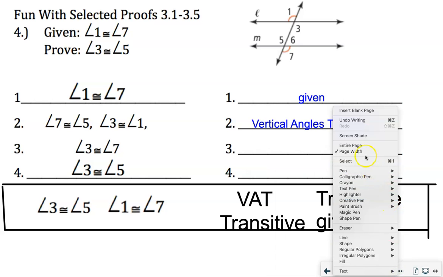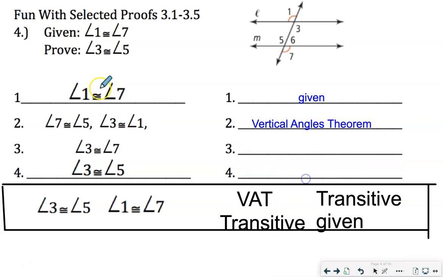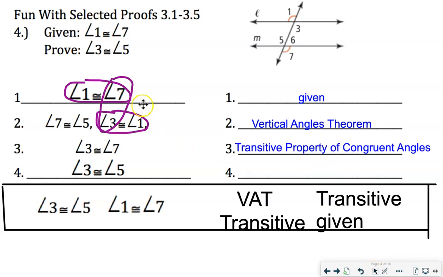Well, let's look above at what we know to be true. We know that angle 3 is congruent to angle 1, and we know that angle 1 is congruent to angle 7. So these two angles are both congruent to angle 1. This is, again, transitive property like we've talked about. So since 3 and 7 are both congruent to 1, they have to be congruent to each other.